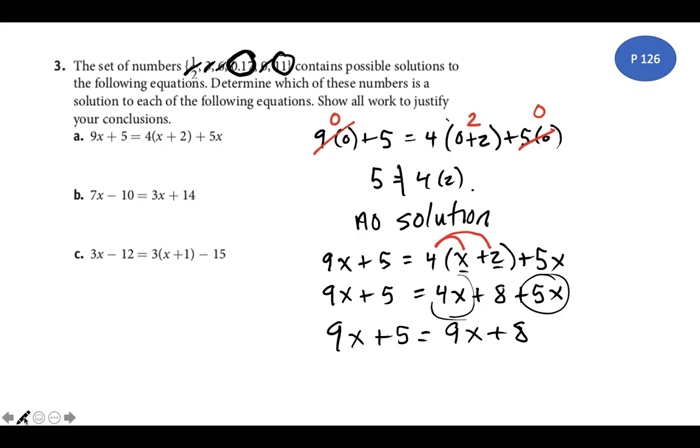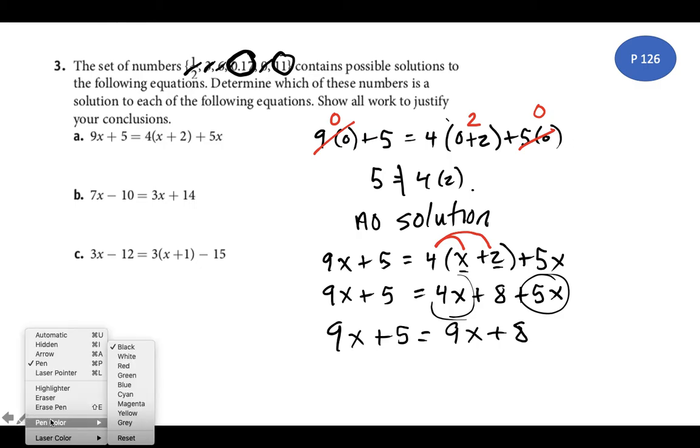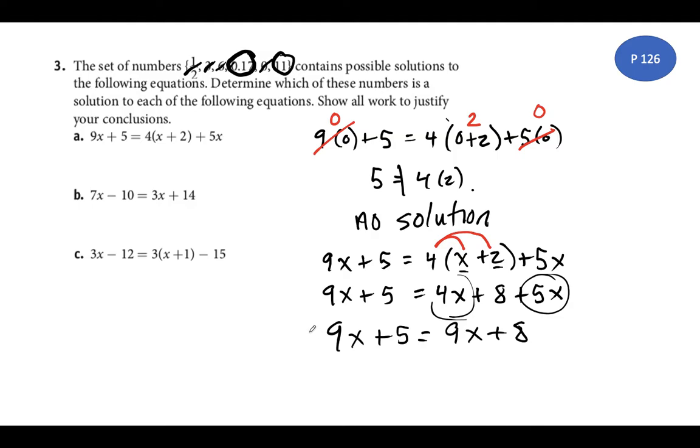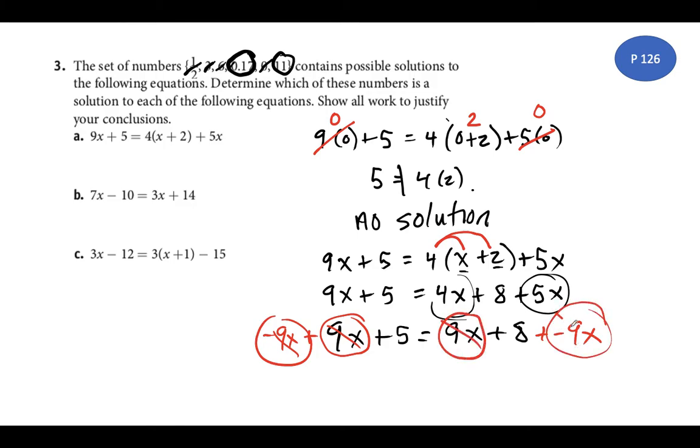I'm going to try and eliminate all the variables on one side by adding a negative 9x, because I know that will eliminate this positive 9x. And I'll do the same on this side. But look what happens. Do you see what's happening right here? I accidentally eliminated the variable on both sides. I wasn't trying to eliminate the variable on both sides, but I did. And I get 5 is equal to 8.